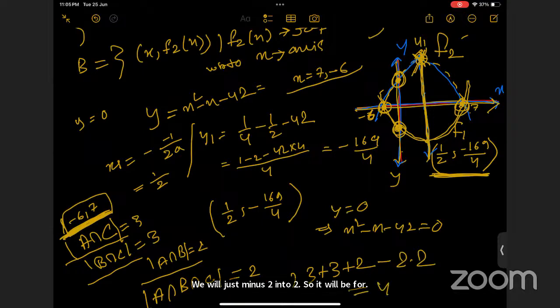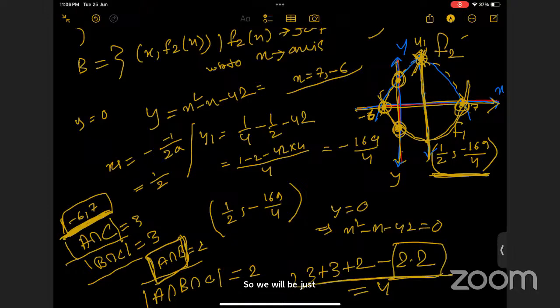Ma'am, why is it 2 into 2? Because we have 2 points and we are counting this point 3 times. So we are just taking 1 point, counting 1 time. So extra 2 times. So extra 4 cardinality will be there if we count this extra 2 times, so we will be subtracting this from the total cardinality. It will be 4. Okay, ma'am. Got it.